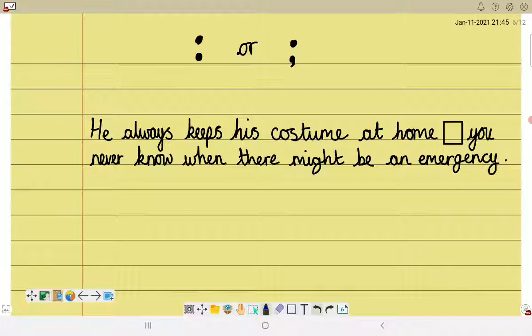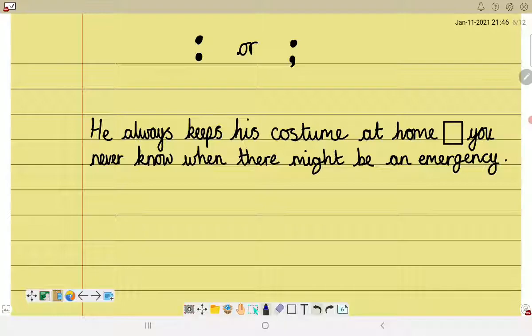Yeah, that could make sense. Does it make sense to say he always keeps his costume at home and you never know when there'll be an emergency? Or could we say he always keeps his costume at home, but you never know when there might be an emergency? I don't think it would really make sense to put but or and in that space. But it would make sense if we said because instead.